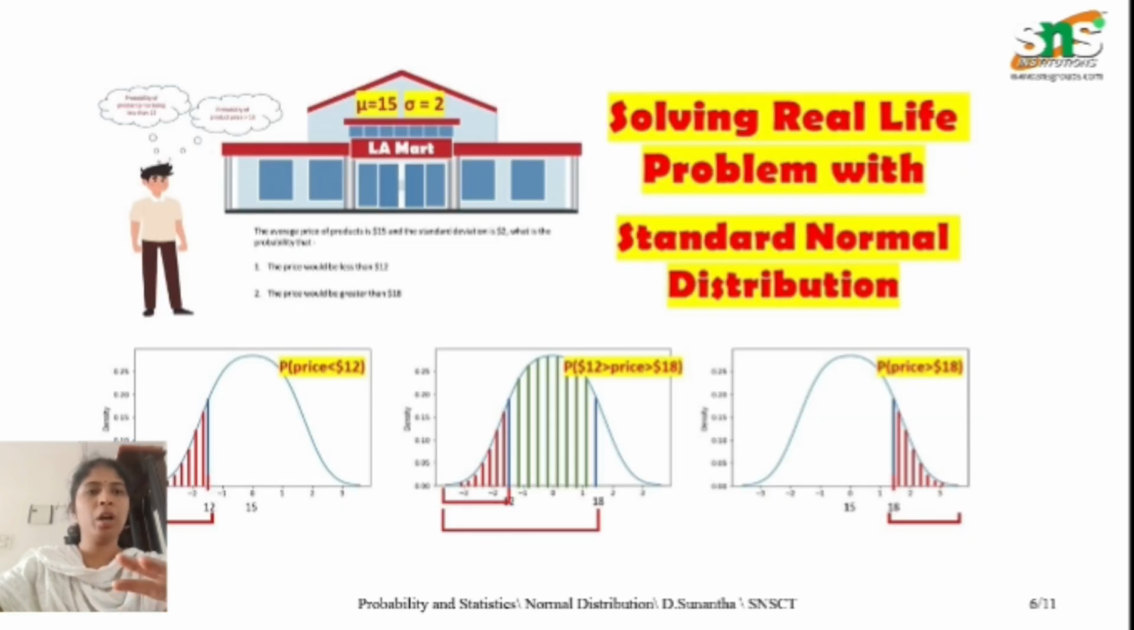So here is one example in which the average price of a product is 515 and the standard deviation is 2. What is the probability that the price would be 512 and the price would be greater than 518? These are the solutions, and here are the bell-shaped curves.